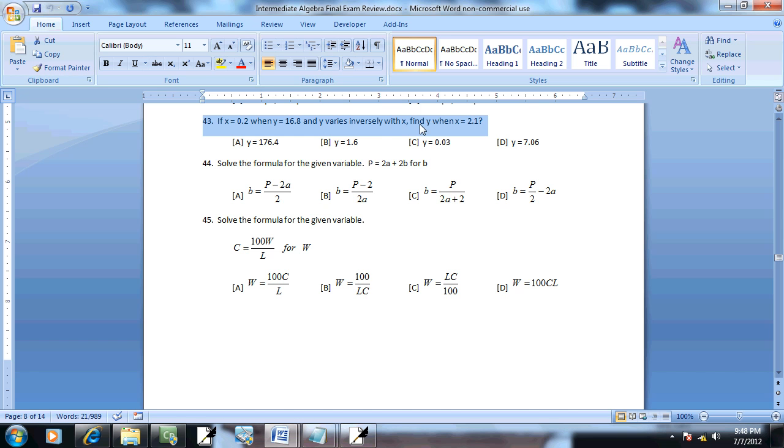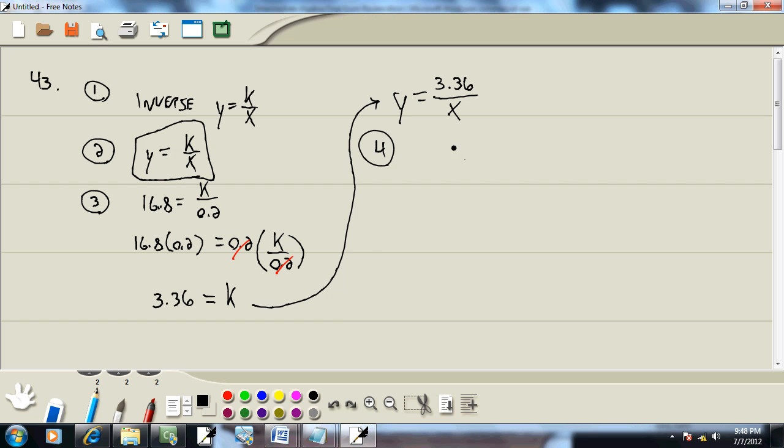Then step 4 is find what they really want. It says find y when x is 2.1. So they're telling us that x is 2.1. So I'll put 2.1 in for the x, and let's see what we get. 3.36 divided by 2.1. And we get 1.6.